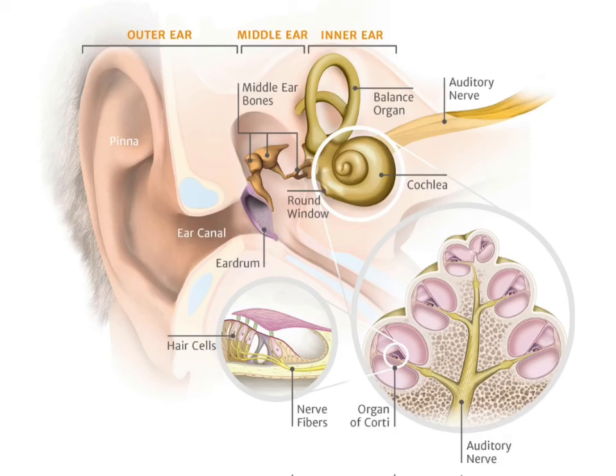The vibrating liquid of cochlea sets up electrical impulses in the nerve cells present in it. These electrical impulses are carried by the auditory nerve to the brain. The brain then interprets these electrical impulses as sound, and we get the sensation of hearing.